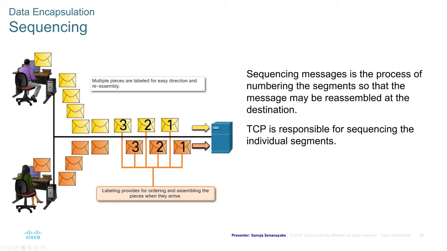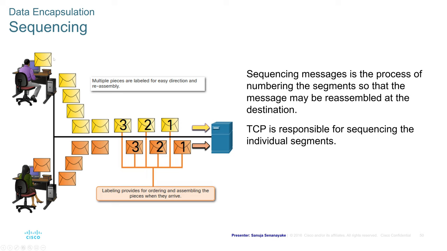Another thing in encapsulation is sequencing. Sequencing messages is the process of numbering segments so that the message can be reassembled at the destination. TCP is responsible for sequencing the individual segments.